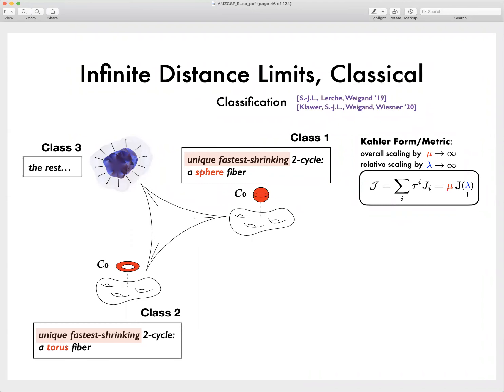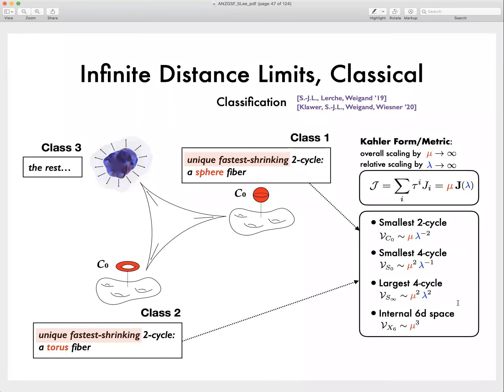In fact, our detailed classification determines the allowed parametric forms of these tau parameters in terms of mu and lambda. But rather than giving you all these details, let me just show you some of the resulting volume behaviors for class 1 and 2 limits. Firstly, the volume of the smallest 2-cycle, the C0, is of order mu over lambda squared. Secondly, the smallest 4-cycle volume is of order mu squared over lambda. And the largest 4-cycle expands at mu squared lambda squared, and the entire X6 has the volume of order mu cubed. These volume behaviors will play a crucial role for physics, and I'll refer back to this table whenever needed later.